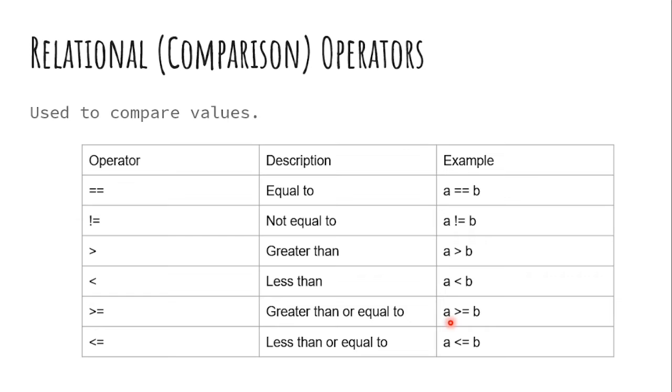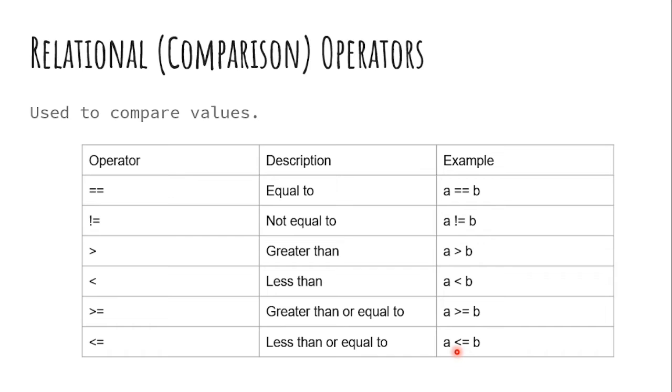And in the greater than or equal to condition, it depends upon one of the two conditions: it should be equal or it should be greater than. If a is 6 and b is 3, it is true. If a is 6 and b is also 6, then it is also true because it depends upon either condition. But if a is 3 and b is 6, then it returns false.